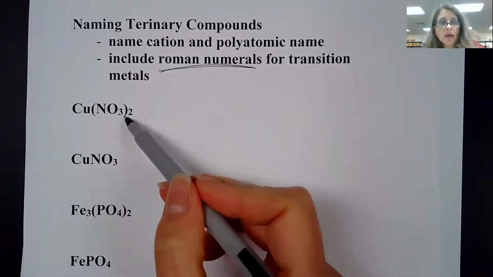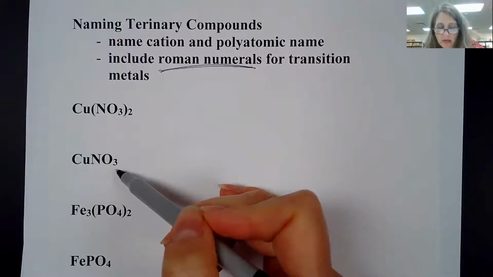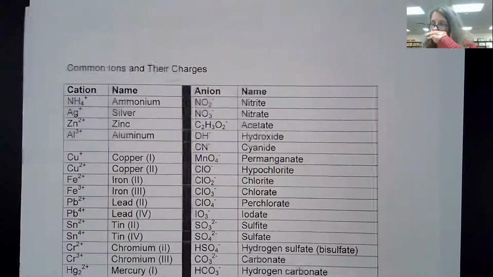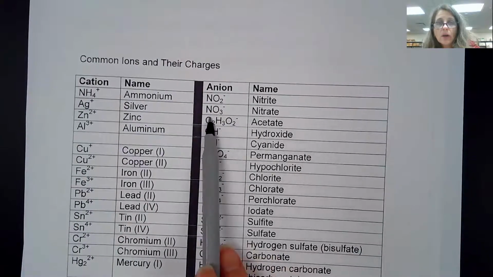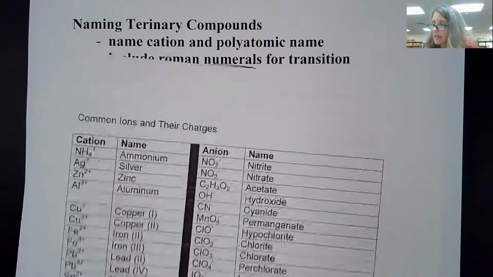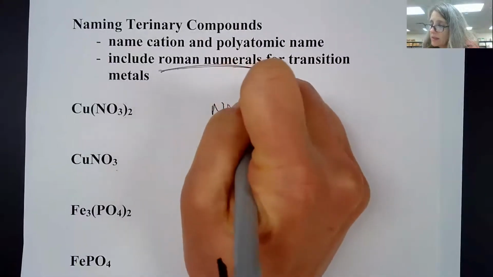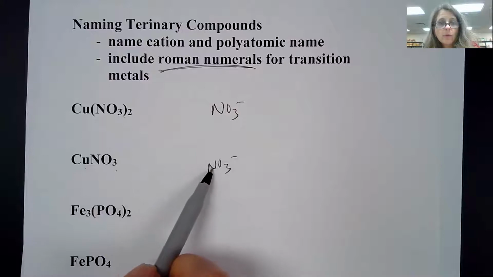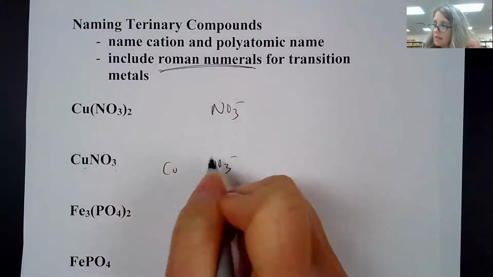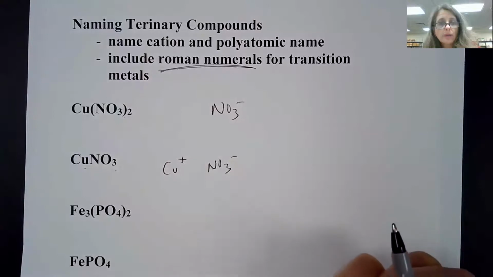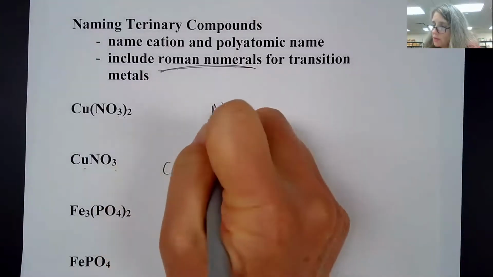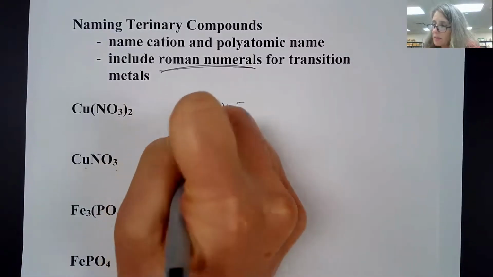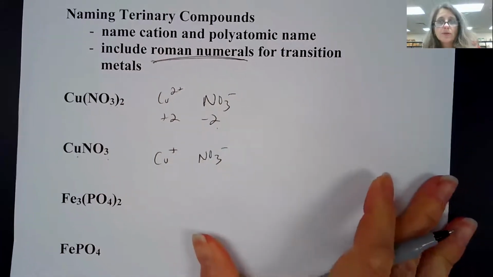So here I have CuNO3 and Cu(NO3)2. This is where you are going to need to use this table a lot. NO3 is nitrate, and it is a -1. So I'm going to write NO3 minus for each one of these. In this case, I only have one NO3, so the copper, in order to make this 0, must be the +1 variety. And since I have 2 negatives, because I have 2 on the outside of the parentheses, this has to be a +2. So copper must be the +2 in the second example.